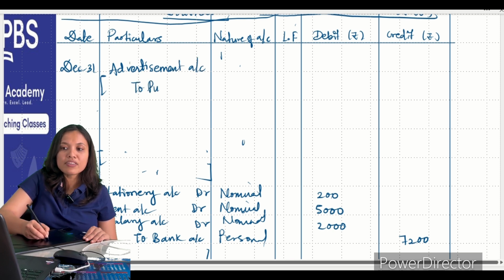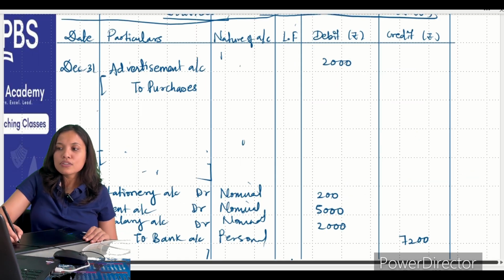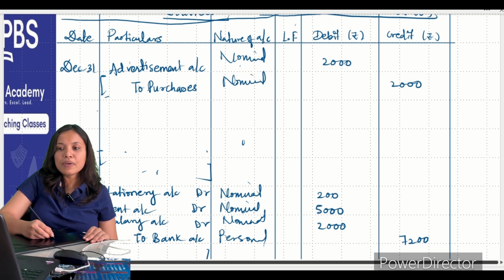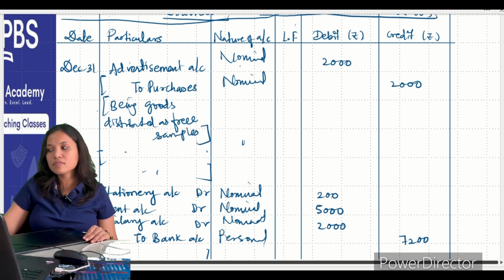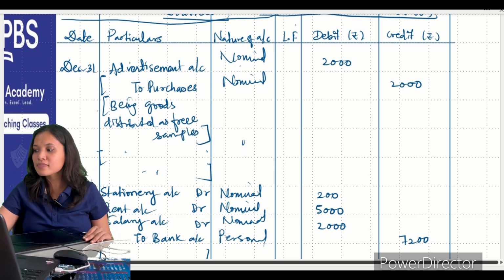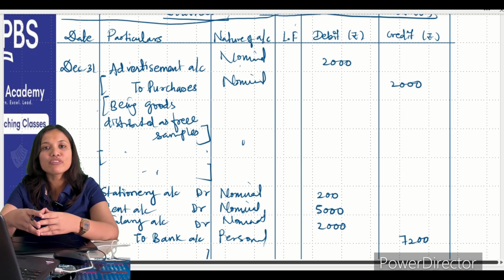To, because goods are given, I'll write purchases. Understood? Got it? It is 2,000, 2,000. Advertisement, nominal. Purchases, nominal. Being goods distributed as free samples. Okay. So this is our illustration number 5.